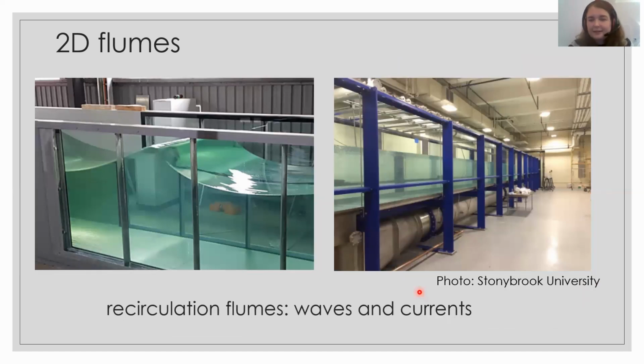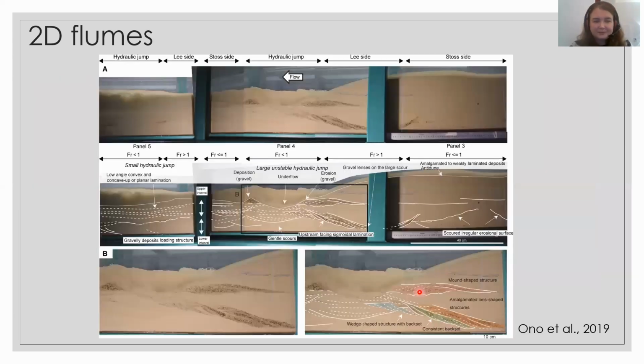And just to give you a little bit more of an image of 2D flumes, wave flumes and flumes that just test currents are also all belonging to the 2D flumes. This is just an example of someone using one of these recirculating 2D flumes to study supercritical flows and their hydraulic jumps, and what happens if they are then transformed to a subcritical flow.